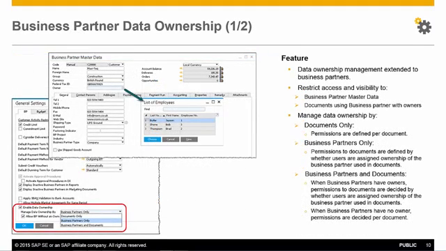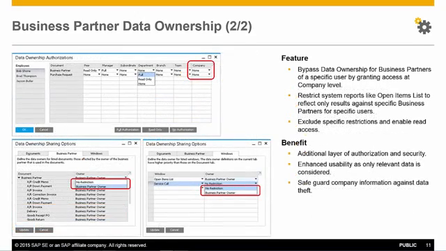Data ownership functionality in previous releases only supported marketing documents. We have extended data ownership management to include business partner master data, allowing the ability to restrict access to business partner master data and the creation of documents relating to corresponding business partners. You can now restrict access and visibility of specific business partner master data for specific users. Data ownership can also be bypassed by granting access as owner to the entire company.